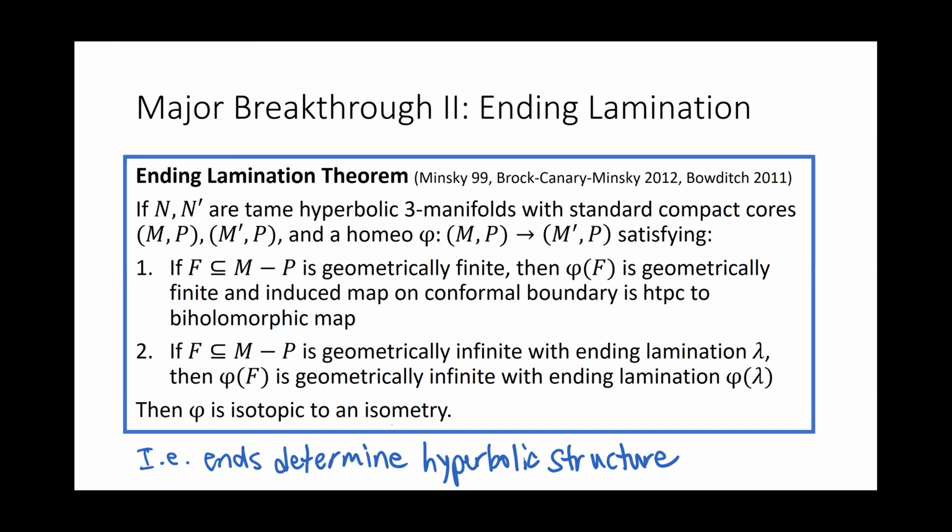So in other words, we don't have Mostow-style rigidity. We can deform the hyperbolic structure. But if you fix once and for all the topology and the ends, the end invariants, conformal structures and lamination, then this uniquely determines the hyperbolic structure.